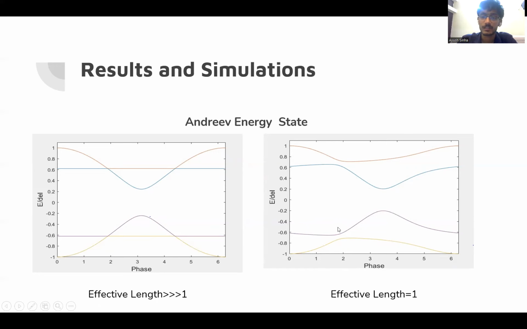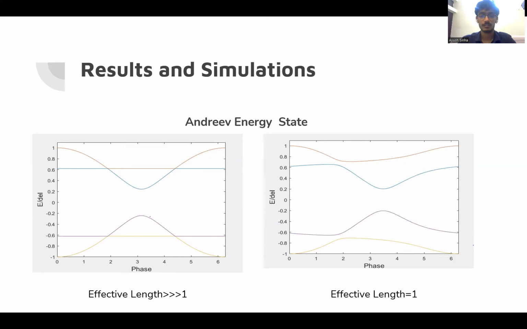And this figure is theoretical. While experimentally, I'm not sure how they're done, but this is how you can tune the energy levels using the phase factors of the superconductors.